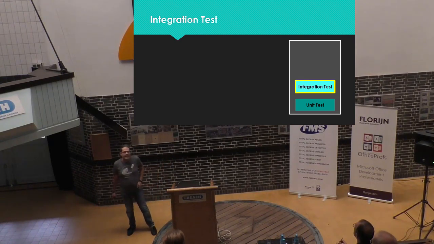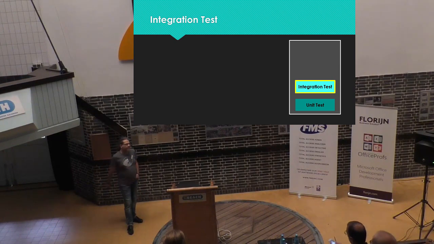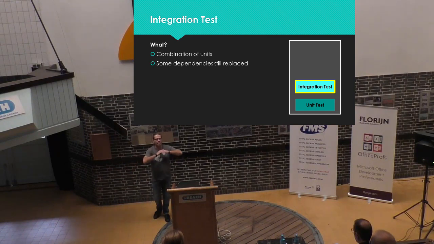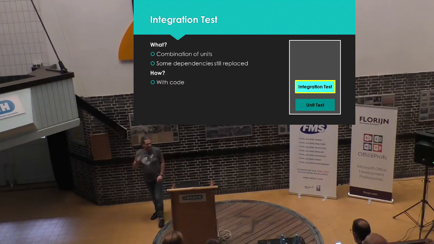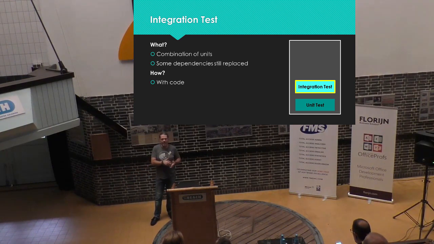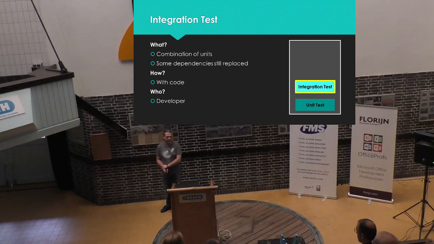One step up the ladder is the integration test. The difference here is it is a combination of units that is tested. They are integrated into each other, but there is still dependency that is replaced, even if you need to connect to the internet or stuff that might be time consuming or might break easily. That is something that would still be replaced in an integration test, if possible, of course. It's once again done with code, once again very close to the actual project, and in Access you would probably do it inside your Access code base. And once again, it's done by the developer, obviously.